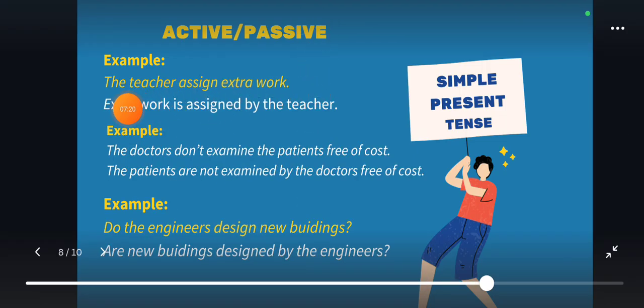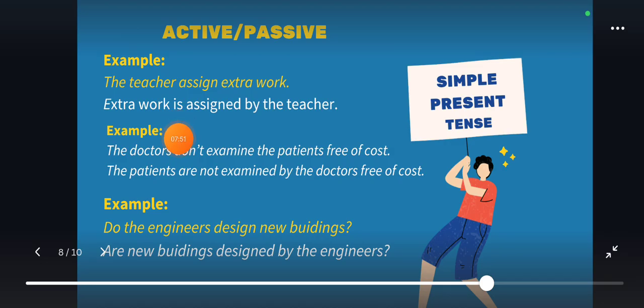So here we have some more examples as well. The teacher assigned extra work. So which tense is this, students? Over here we have assigned. You look at the verb. If it is first form of verb, then it is simple present tense, and in simple present tense, always remember that we put is, am, are helping verbs in passive voice. All other rules are the same, only you have to look at the verb. According to the verb, you will write the helping verbs.